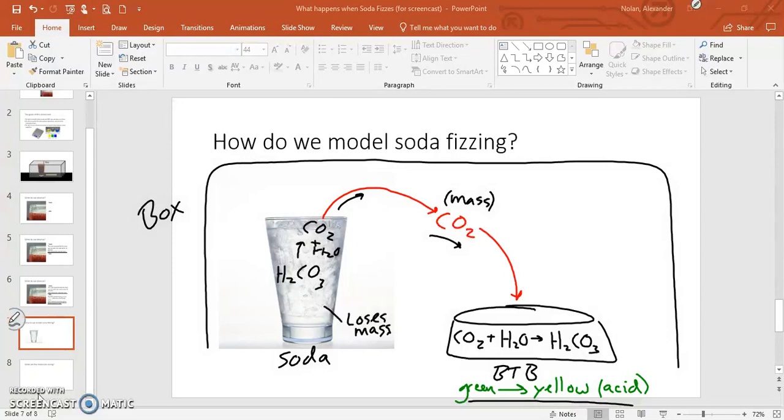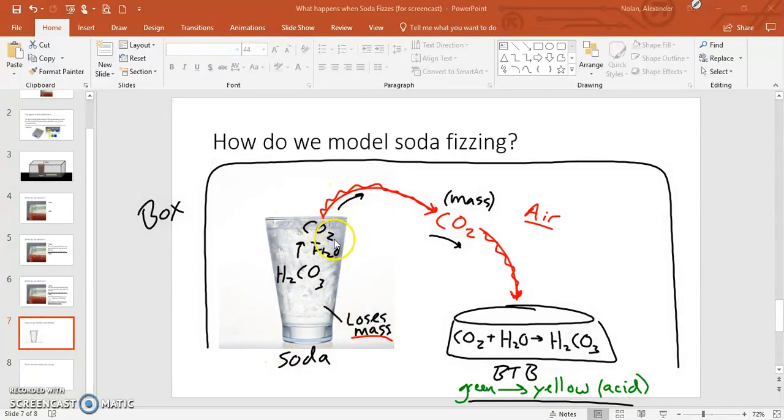This is why our soda loses mass, because this carbon dioxide is actually leaving, right? This is mass that's leaving, and mass is showing up in the BTB and also in the air, right? So the air is actually getting heavier as well. So what we've now done here, what we've completed, is that we figured out that we're starting with our H2CO3, our acid in the soda. It's breaking down into carbon dioxide and water. The carbon dioxide takes off, right? It leaves. And so when it leaves, our soda becomes lighter.